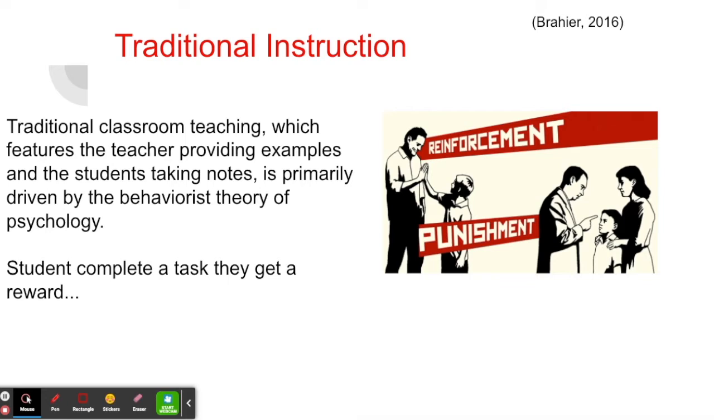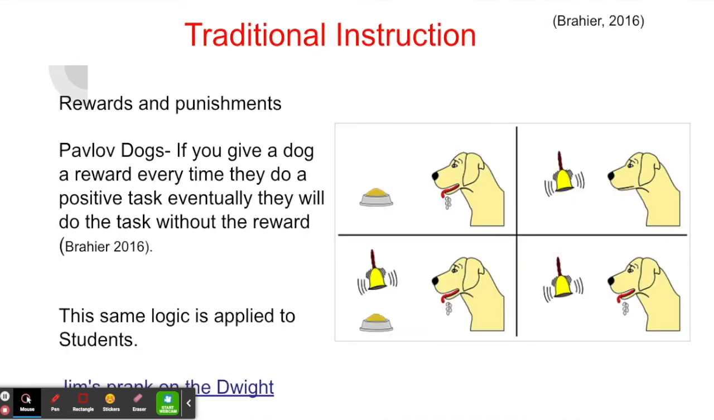Now, for some main components of traditional instruction. Traditional classroom teaching is where teachers provide examples and the students write down what the teacher is giving them. It is primarily driven by behaviorist theory of psychology. If you complete a task, you will get a reward. So here are some examples of that idea.